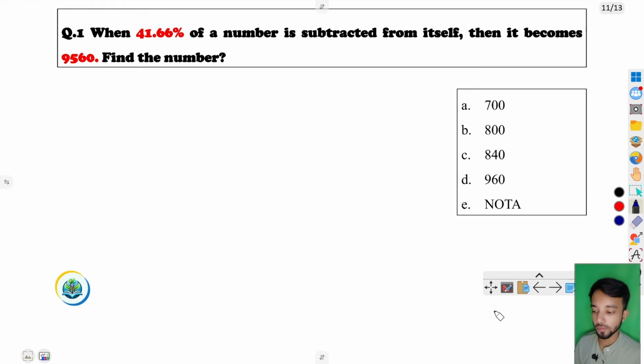Let's move to one more question. When 41.66% of a number is subtracted from itself, it becomes 9560. Find the number. Here we have subtracted, that means decrease.